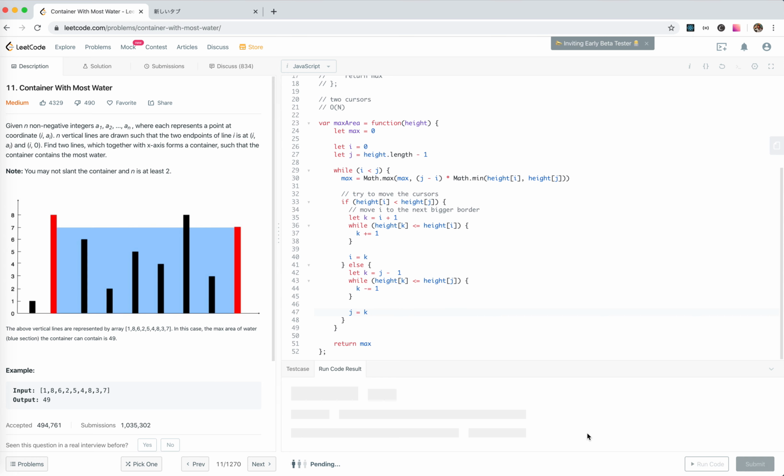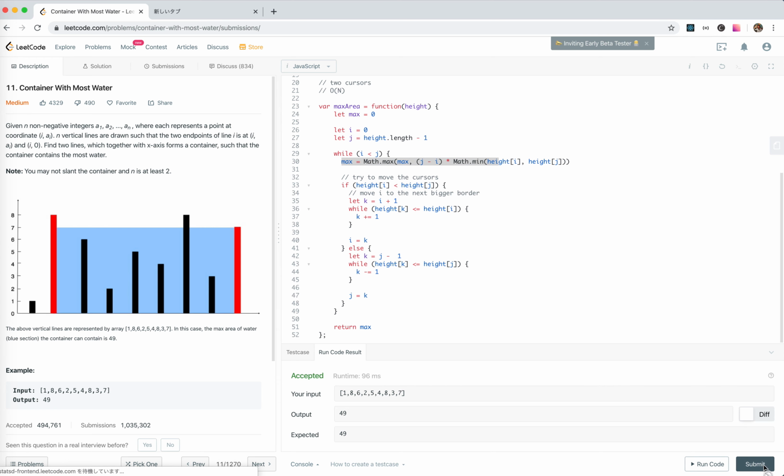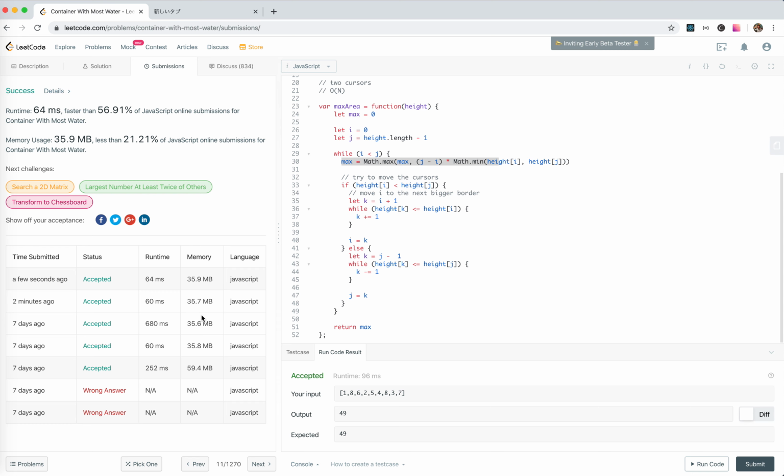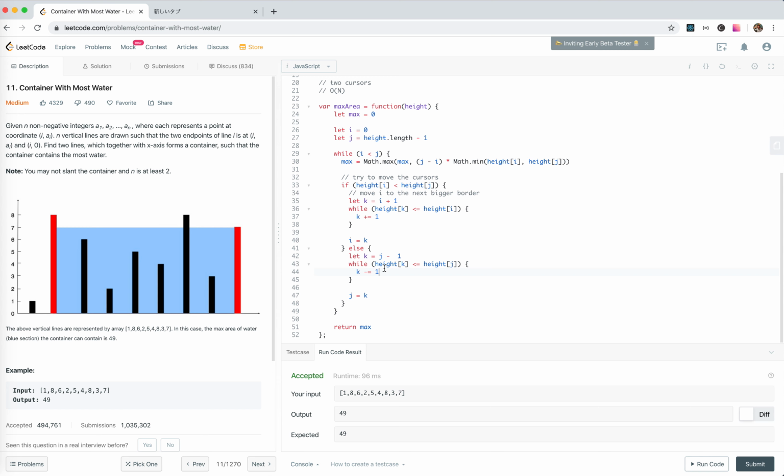This should generate the same result but faster. We just remove those and reduce the calculation. It doesn't change that much, I think, but it's definitely better. Okay, so that's all for this question. See you next time.